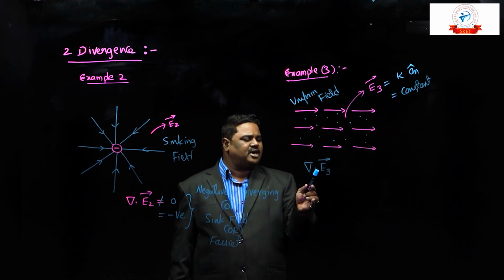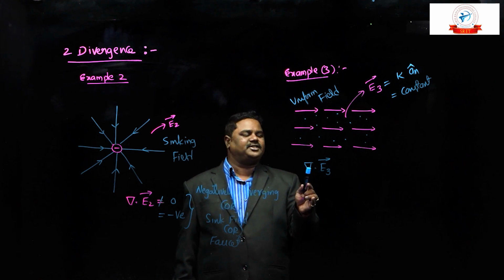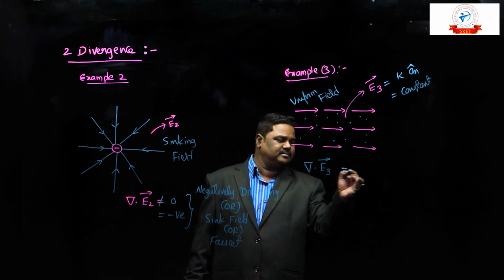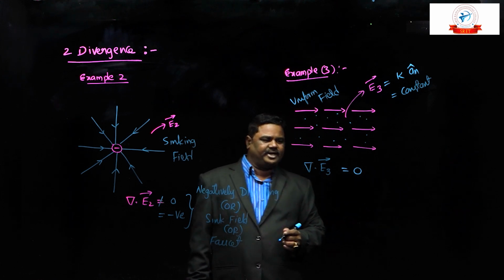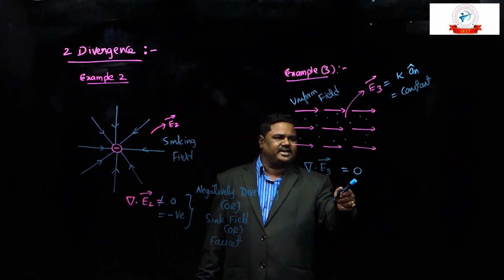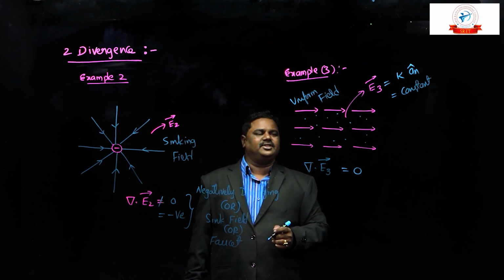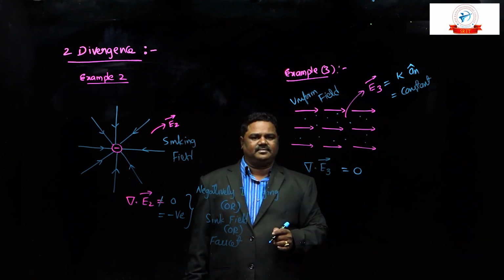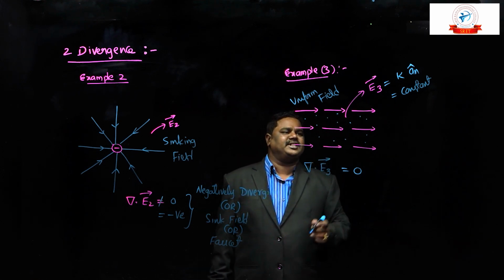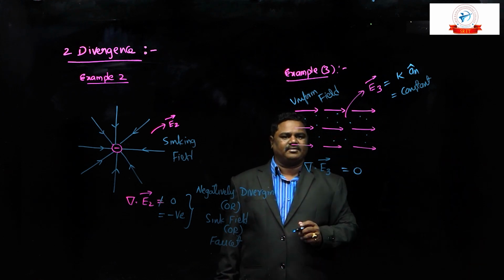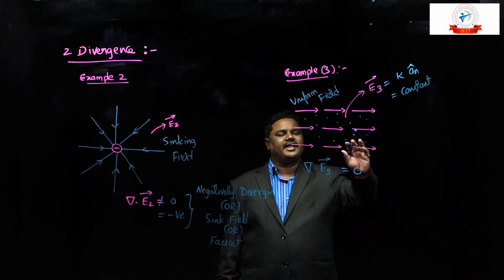And this divergence operation is a differentiation, or it is a spatial differentiation. What is the differentiation of any constant? 0. So the meaning of this is that the field shown in the diagram is not diverging. There is no divergence for this field. So that means it is not spreading. It is constant everywhere, or it is the same everywhere, or it is not changing at any point.